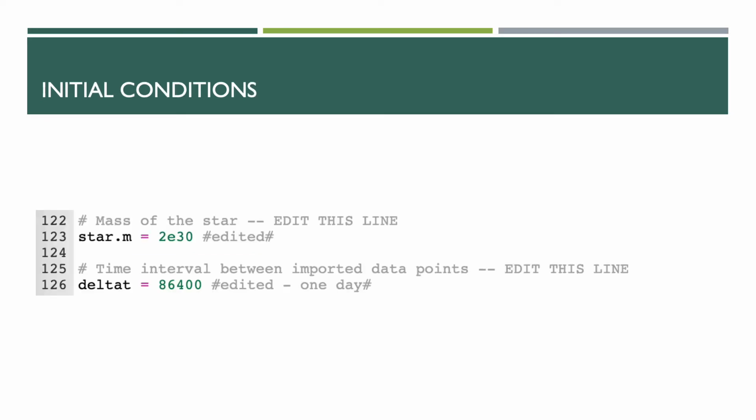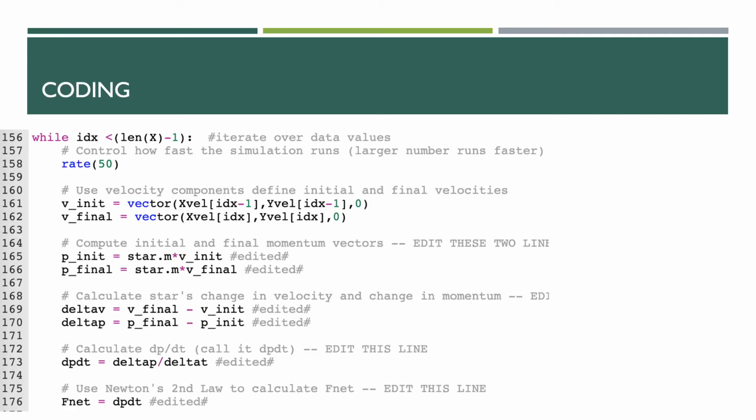To begin the code, initial conditions needed to be established. The mass of the star is given in the lab prompt. The time step is also given as 1 day. First, we are going to solve for the rate of change of momentum and set it equal to the net force by Newton's second law.